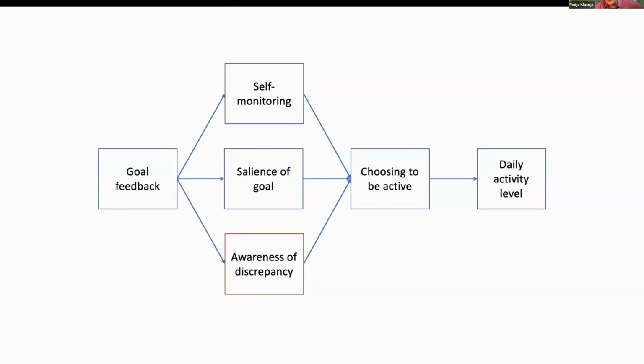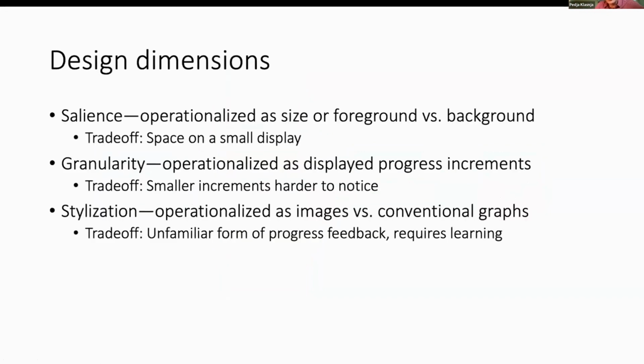The way that Yushuan did this is that she looked at the literature and decided there are three design dimensions that could potentially be really interesting in designing smartwatch-based feedback, right? One has to do with salience, right? So how easily seen and recognized the feedback is, right?